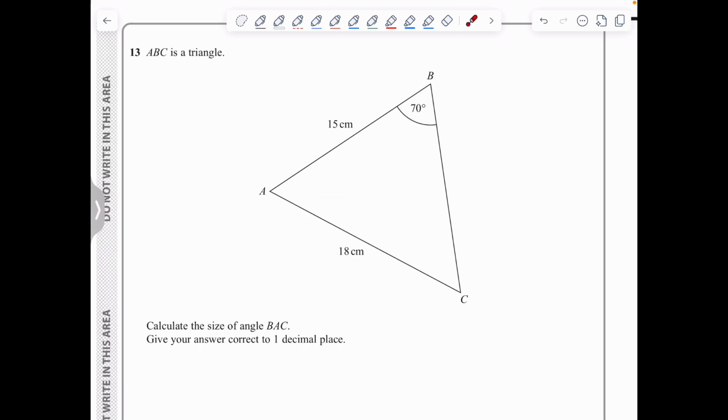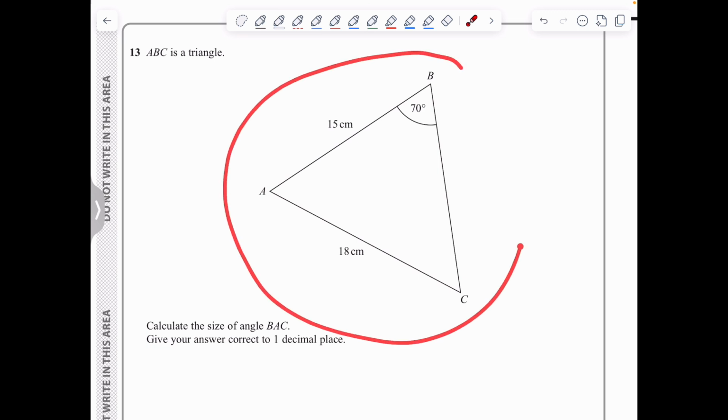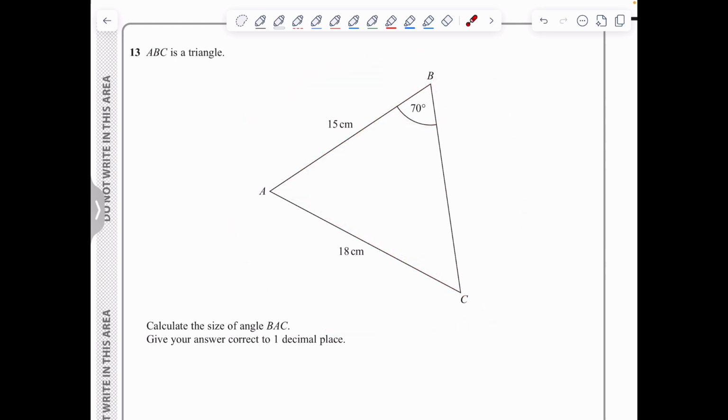In question 13, we're given ABC, the triangle shown here. We've got the angle B, we've got the length of AB and the length of AC. We are told to calculate the size of the angle BAC. It's the angle I'm showing here. Now, we can't find directly this angle here, but I can concentrate on the angle C here and use the sine rule to determine C. Once I've got C, I can use the fact that angles in a triangle add up to 180 degrees to find the missing angle A.